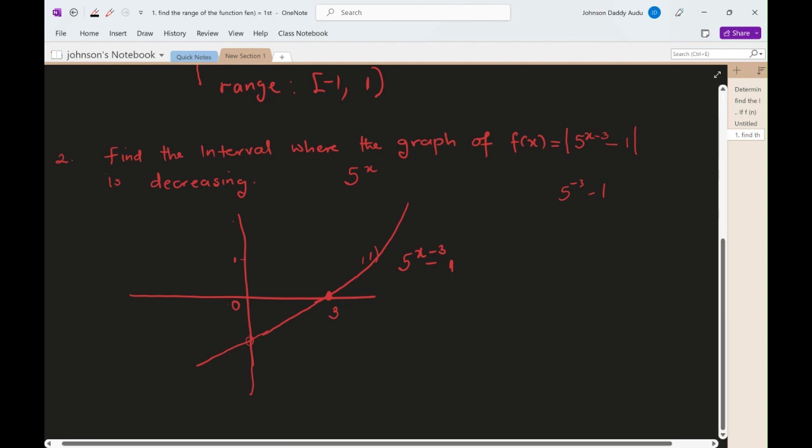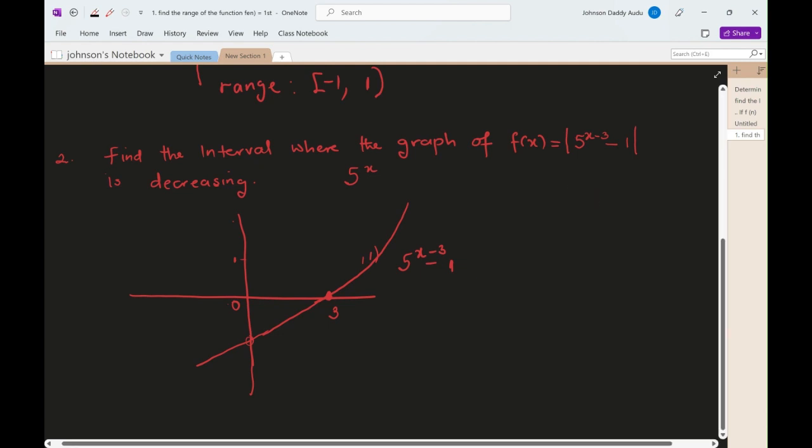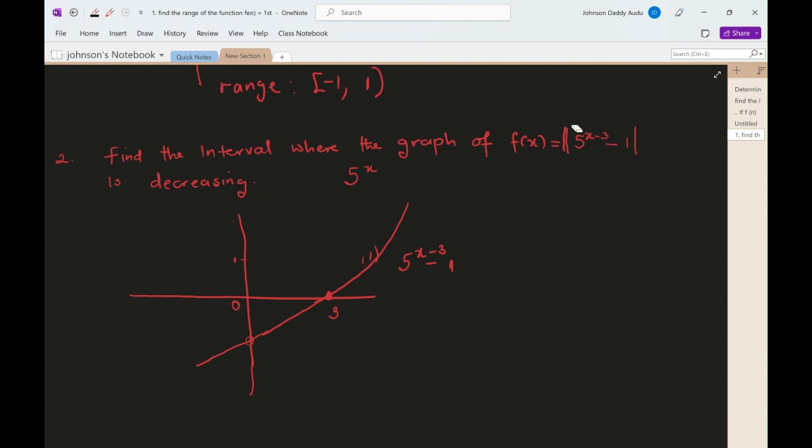Now, since we are looking for the absolute value, we want to take the absolute value of everything. So because of this absolute value, it means we cannot have any part below the x-axis. So because of that, all you need to do is you have to what? Reflect this left-hand side across the x-axis. So which is just going to be something like this.